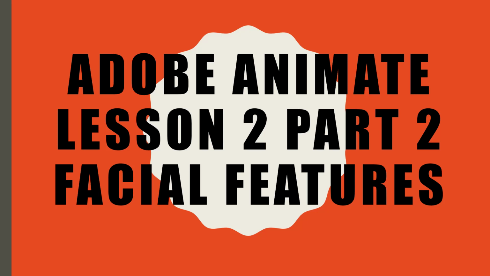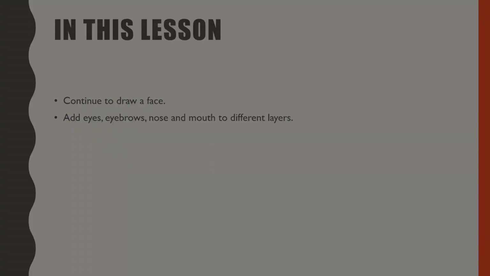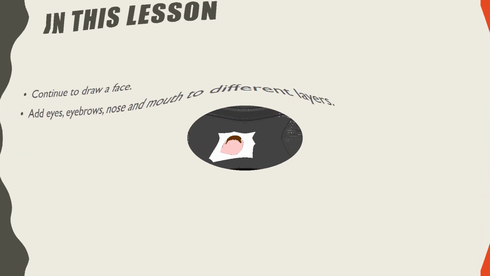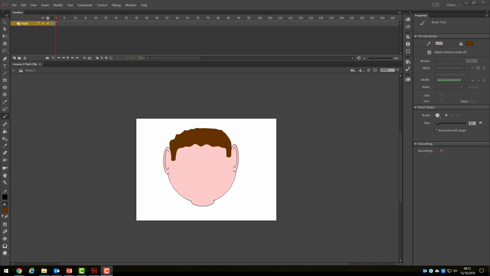Welcome to part 2 of lesson 2 for the Adobe Animate video tutorial series. In this lesson, we will continue to draw the face we started last lesson, and we will add the eyes and eyebrows, a nose and a mouth to different layers. Let's begin.